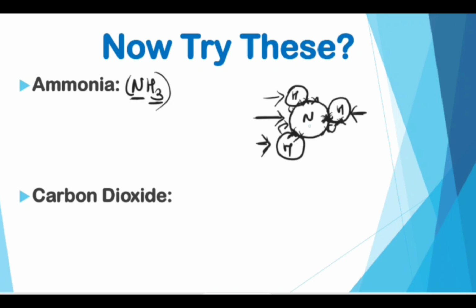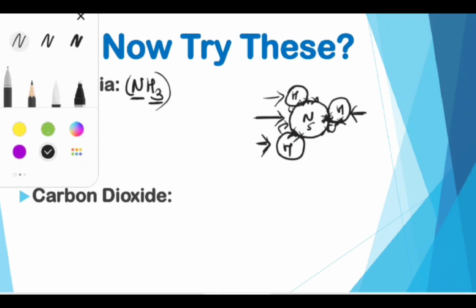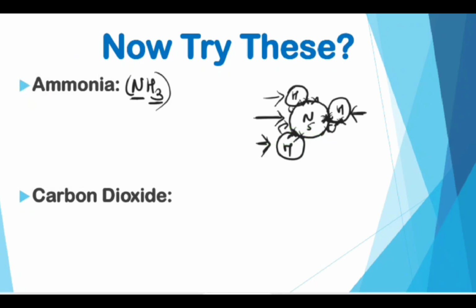Yes, nitrogen has 5 in its outermost shell. So this one from hydrogen gets 6th, this one from another hydrogen 7th, and this one from hydrogen again 8th. Nitrogen is completed, hydrogen shell is completed. So by covalent bonding, ammonia is formed.